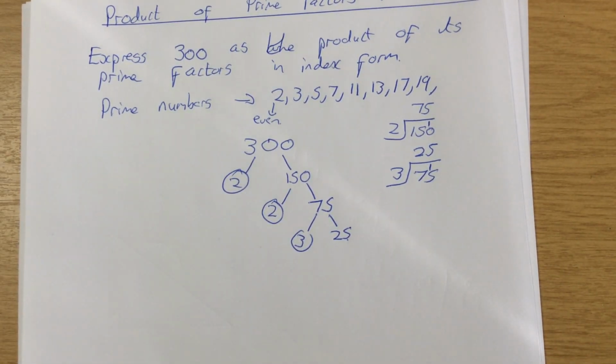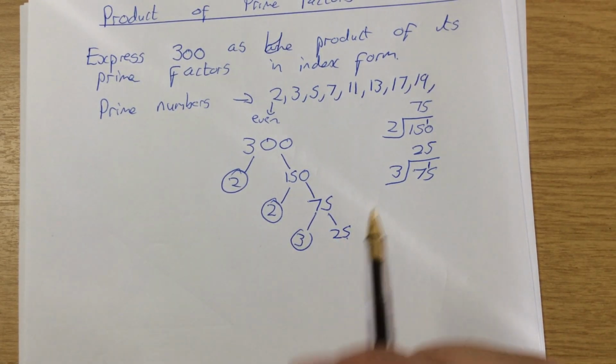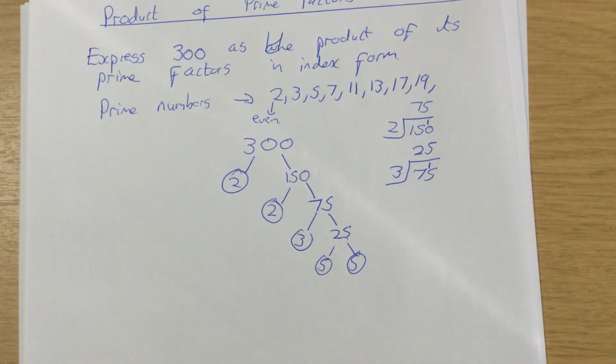And now do any prime numbers go into 25? 2 add 5 is 7, so 3 doesn't go into it, because 7 isn't in the 3 times table. But I know 5 5s are 25, so 5 5s are 25.